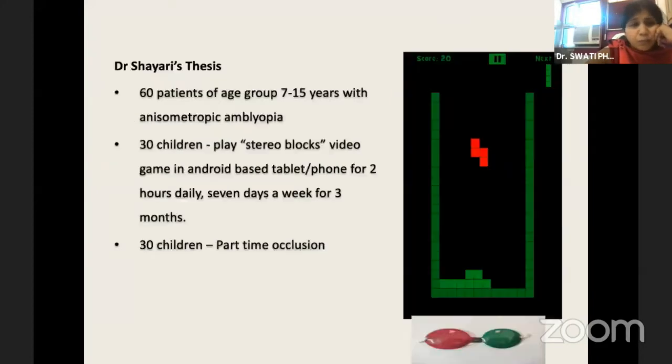So this was one study conducted at a center where 30 children were asked to play a Tetris stereo block game. In this case, the better eye was suppressed and had lesser contrast as compared to the amblyopic eye, which had more contrast. That's a way of suppression of stimulus in the better eye. They were asked to play this game 7 days a week for 3 months. Another 30 children, the other group, received part-time occlusion without any video game.